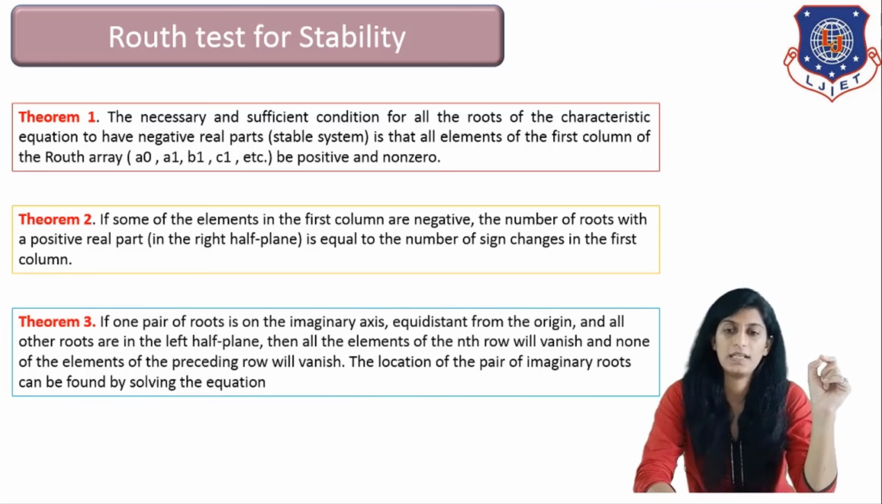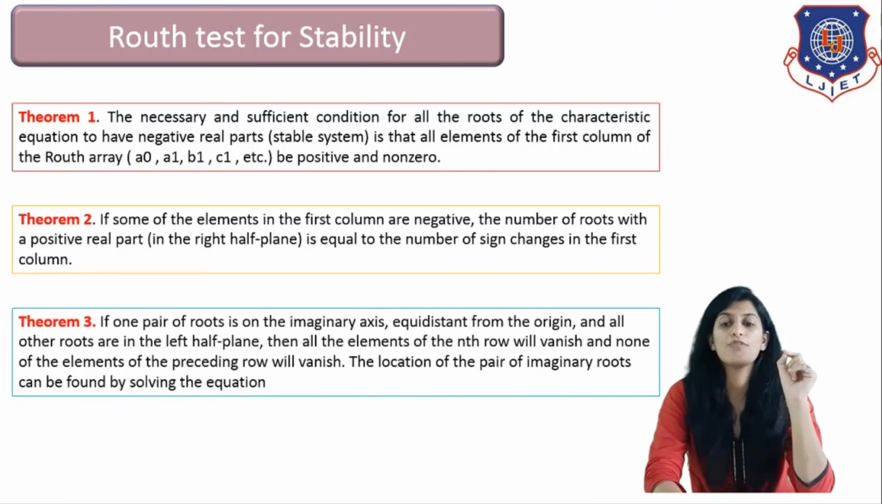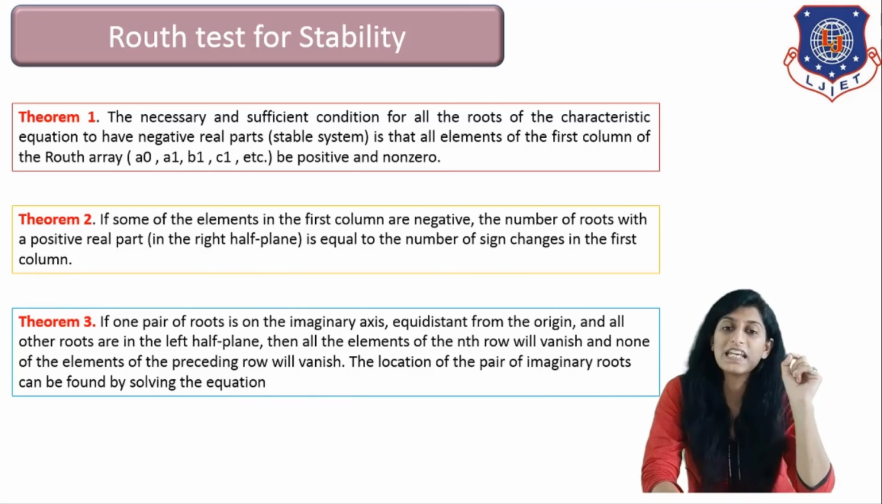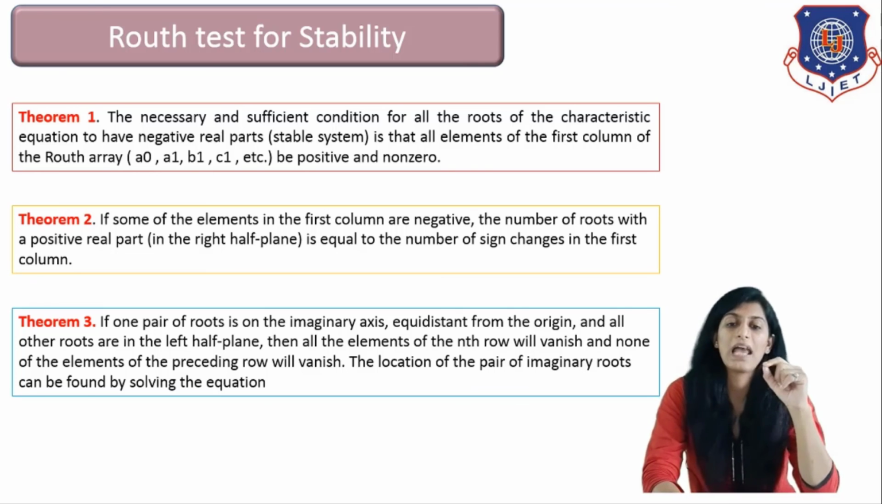Theorem number 3: if one pair of roots is on the imaginary axis, equidistant from the origin, and all other roots are in the left half plane, then all the elements of the nth row will vanish and none of the elements from the preceding row will vanish.